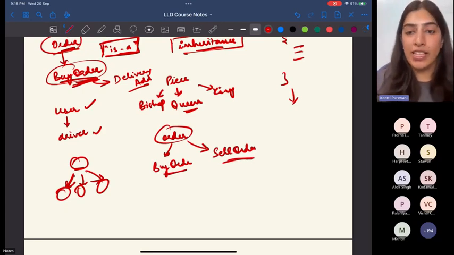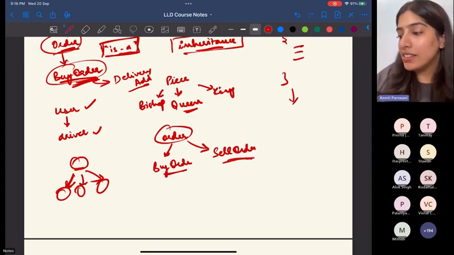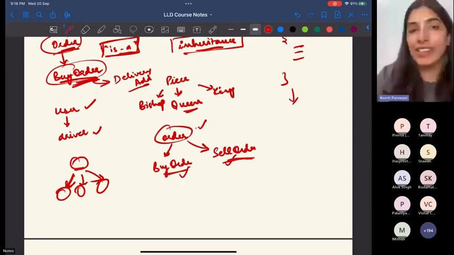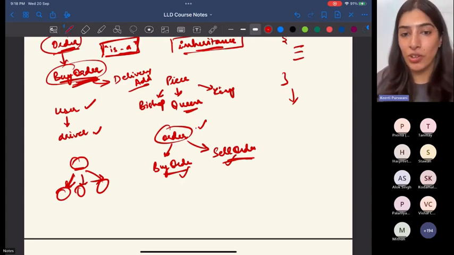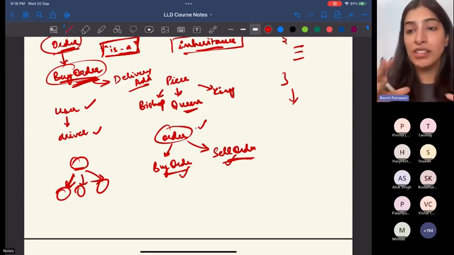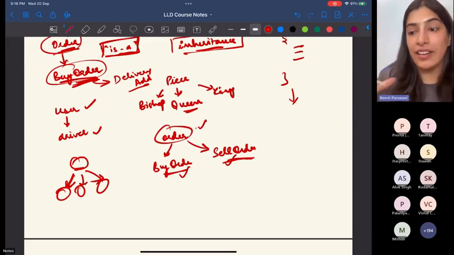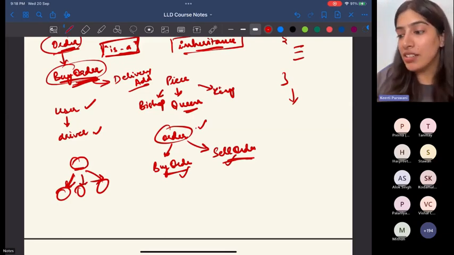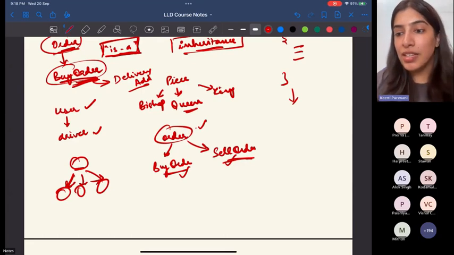Because there was nothing new that I was adding. Is there anything in buy order or sell order that is not there in order? Am I adding anything extra, any new data members or not? So these are the questions that we will be thinking about when we talk about inheritance. We don't have to force inheritance everywhere, but the relationship will be "is a". Does it make sense?